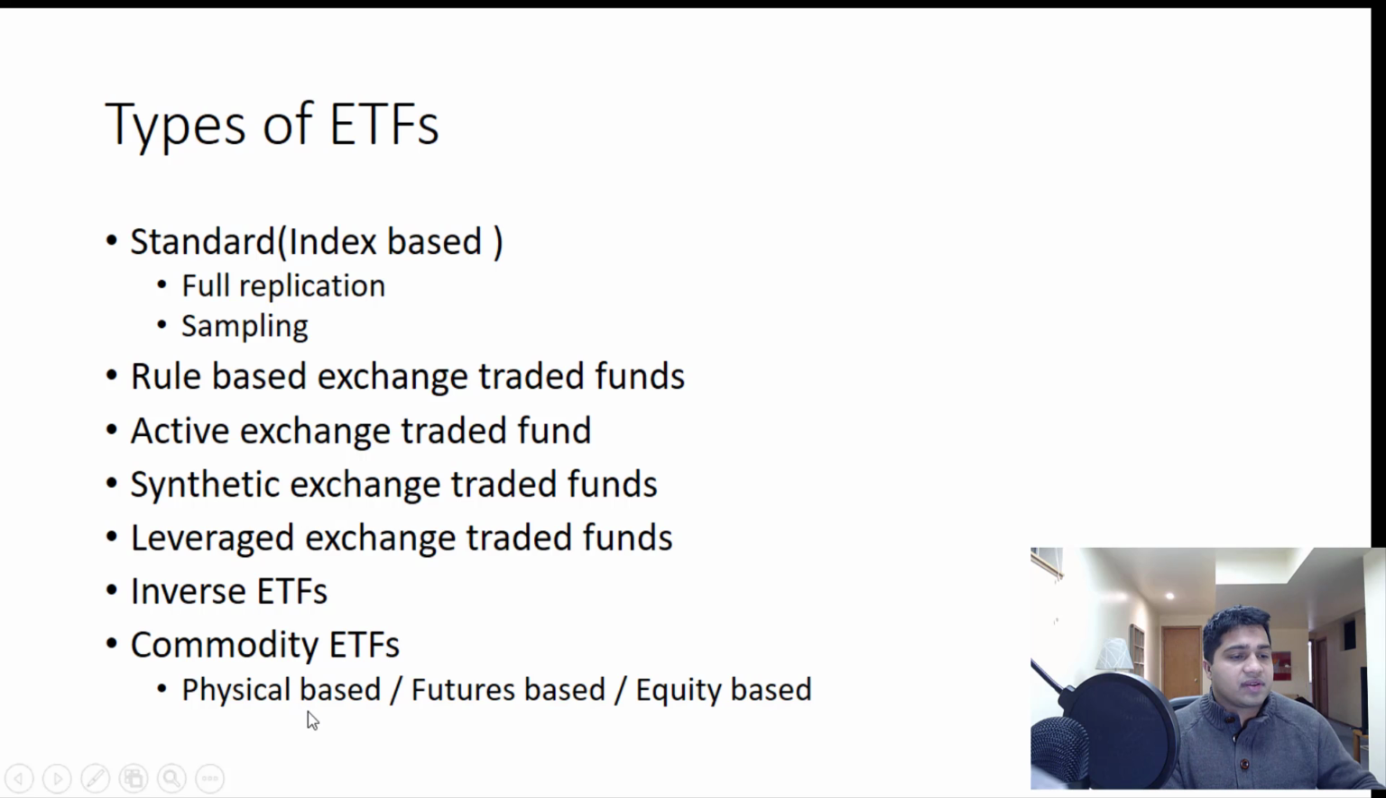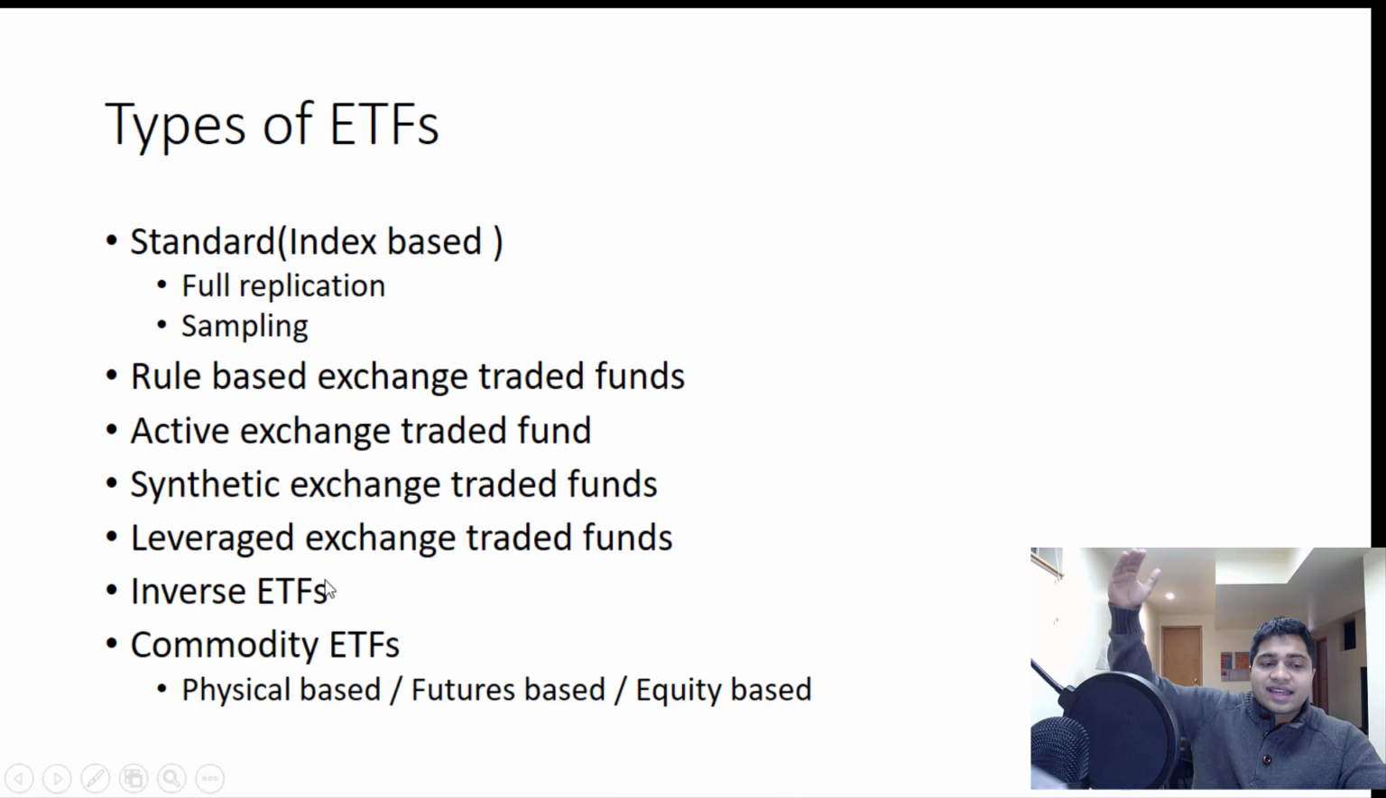Leverage exchange traded funds take leverage. Leverage means the returns are amplified. An example would be a $2 return for every $1 move in the index. So if the index goes up 10%, you get 20%. If the index goes down 5%, you lose 10%.